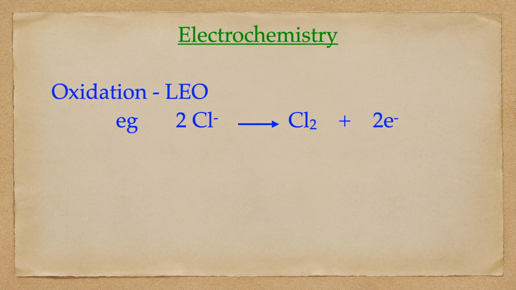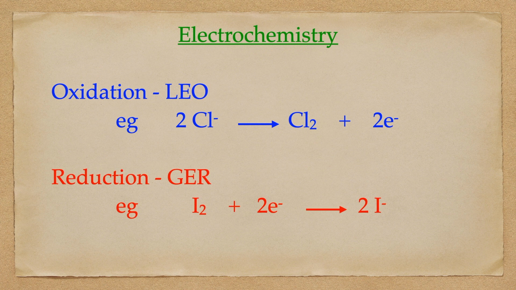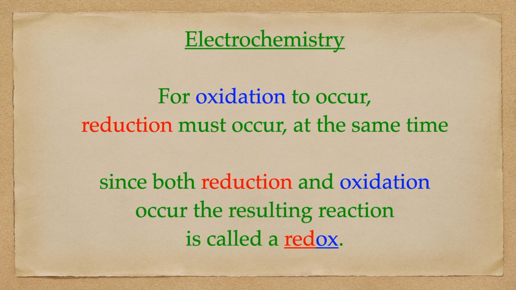In this example, the chloride ion becomes molecular chlorine and gives up 2 electrons. Loss of electrons, Leo. Iodine gains those same 2 electrons to form the iodide ion, Grr, gains electrons, reduction. For oxidation to occur, reduction must also occur at the same time. Since both reduction and oxidation occur at the same time, the resulting reaction is called a redox reaction.